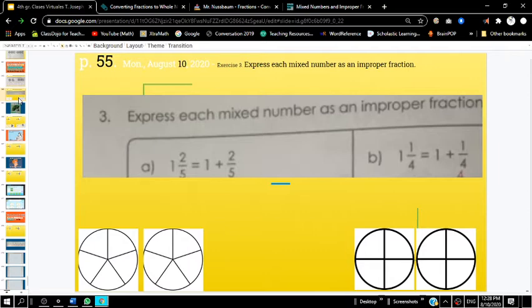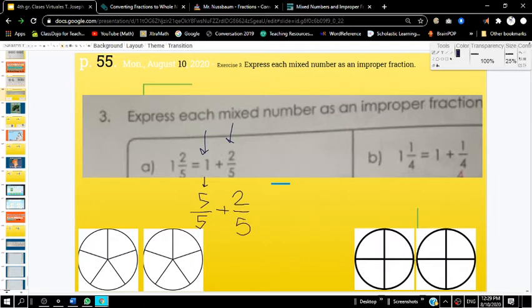On page 55, letter A, you'll see that we have the mixed number 1 and 2/5. 1 and 2/5 can be easily separated by adding the whole number and the fraction. In other words, what we can do is separate 1 into 5/5 and 2/5. Let me show you that below.